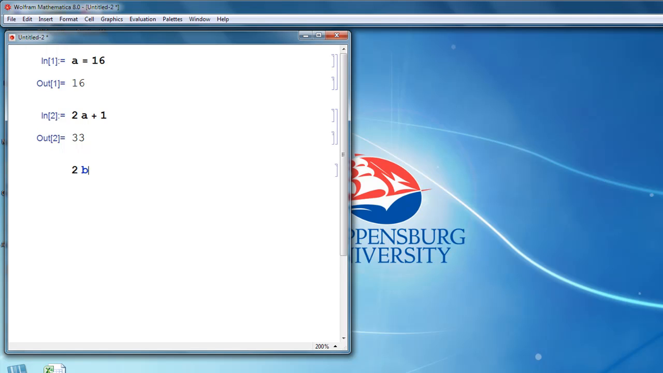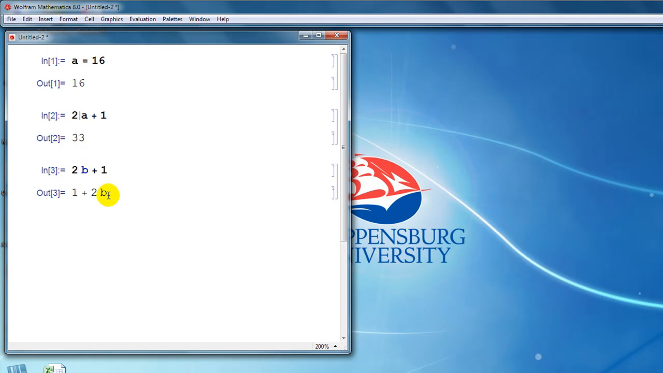If we type 2b plus 1, we haven't defined what b should be, and since b isn't a built-in command, Mathematica doesn't know what that is, and so if we try to evaluate that, Mathematica will simply return the same thing that we typed in. Notice the color scheme here, though. The letter a is colored in black, but the letter b here is colored in blue. That's Mathematica's way of telling us that it knows what a is, but it doesn't know what b is.